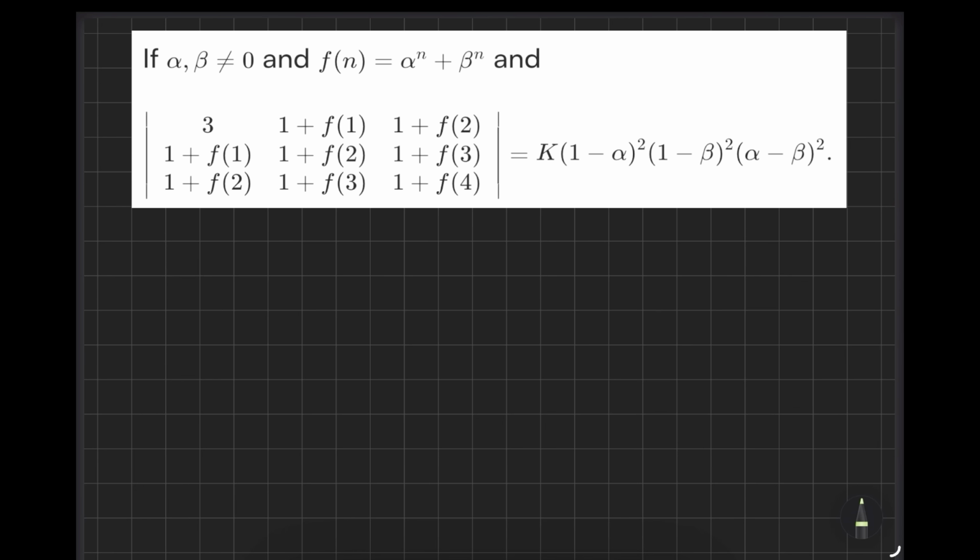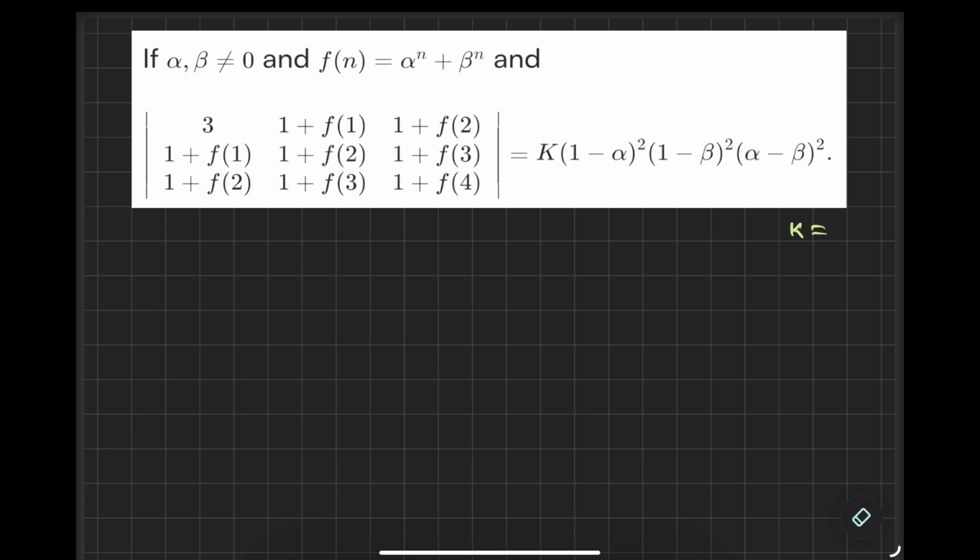So, we are back with a wholesome new question which says: if alpha beta is not equal to 0 and f of n equals alpha power n plus beta power n, and the determinant of this thing is equal to this thing, then you have to find the value of k. Okay, you have to find the value of k. So look at this. First, try to observe this determinant.